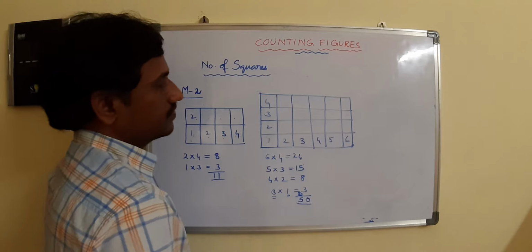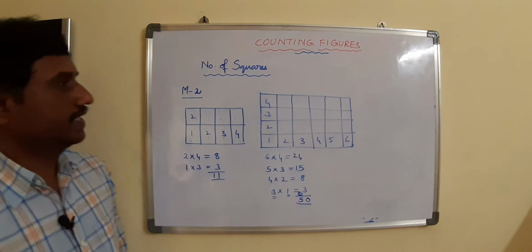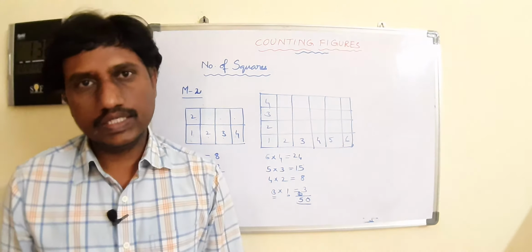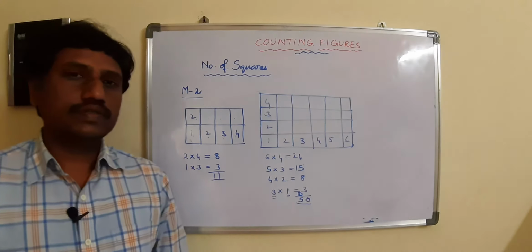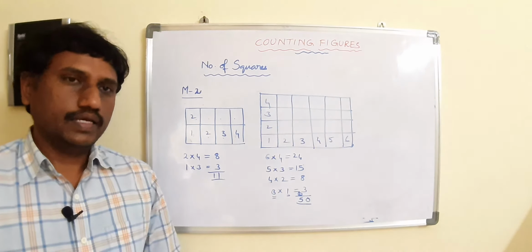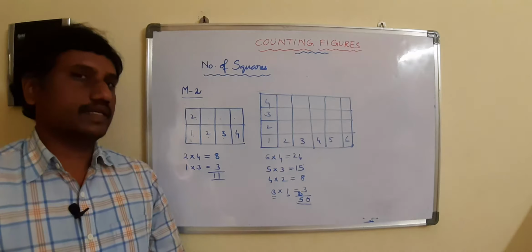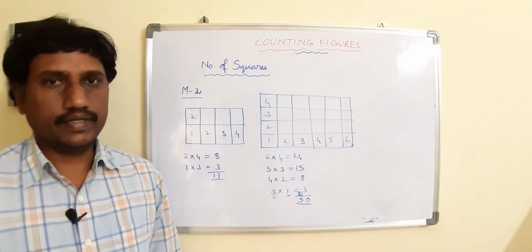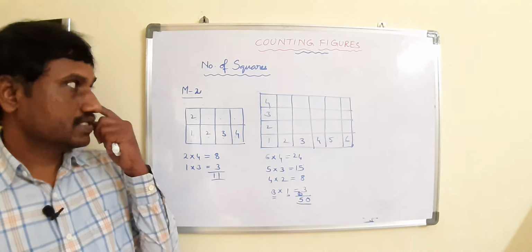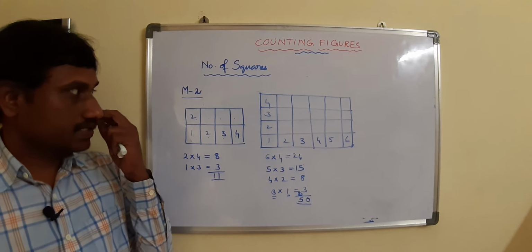Then total number of squares, how many we are having? 50. This is the another model. Okay. Have you understood? Okay. If you don't understand, listen once again. Definitely you will get the clarity. Okay. Now we'll do some more problems based on this together.